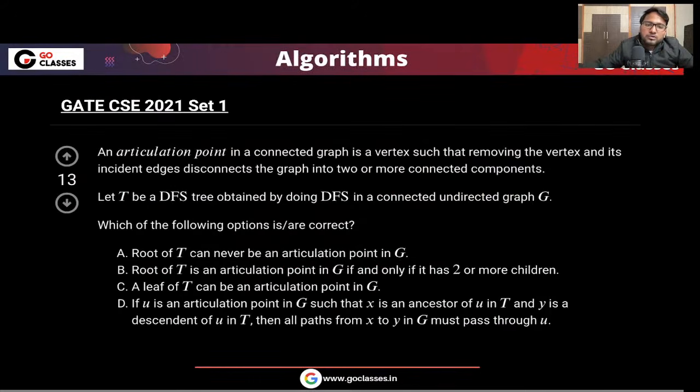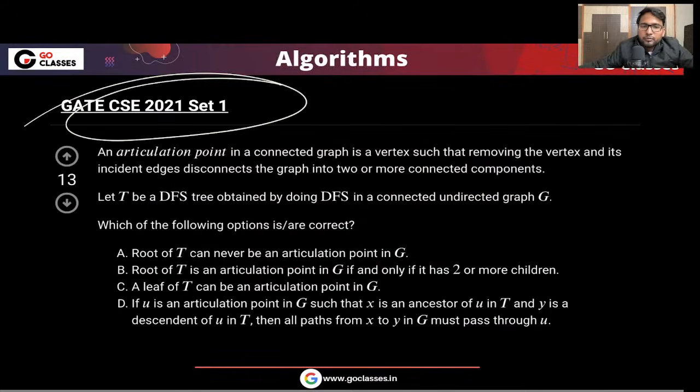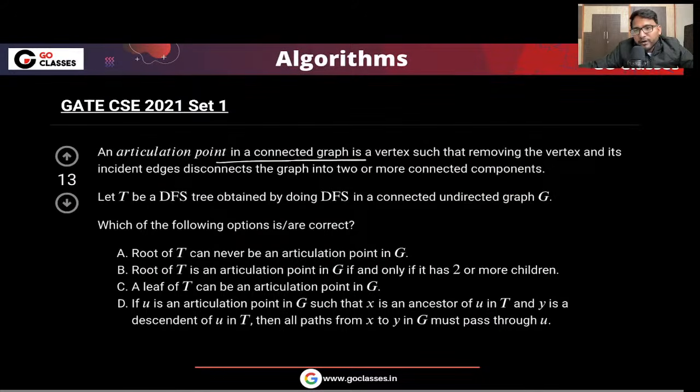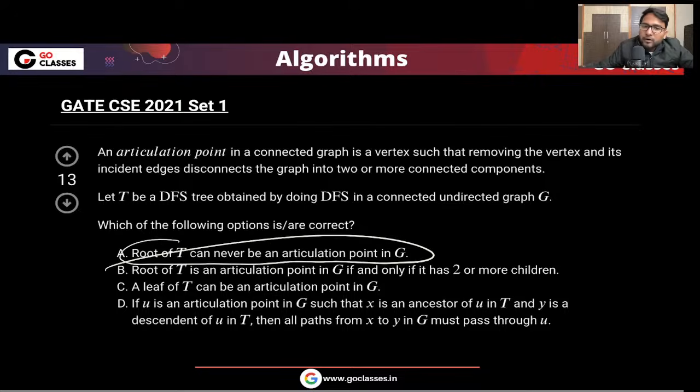So this is the summary. I hope you understood. Now let's solve this question which was asked in GATE 2021. They have defined articulation point. Now they are saying let T be the DFS tree obtained by doing DFS in a connected undirected graph, which must be undirected because it is about articulation points. Which of the following options is or are true? Root of T can never be an articulation point. Can the root never be an articulation point? What do you think? What is the answer?